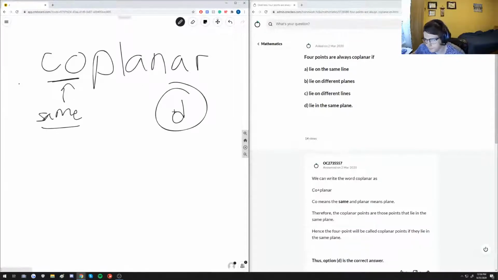But just looking at the word, we have the root of the word here, planar, meaning plane, and the prefix co. So once you actually deconstruct the word, you can get the answer pretty quickly. So the answer choice for this problem is D.